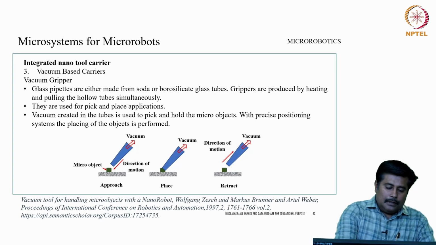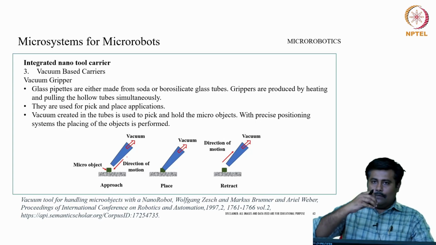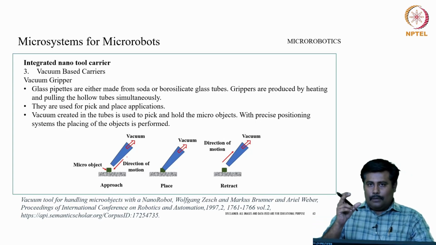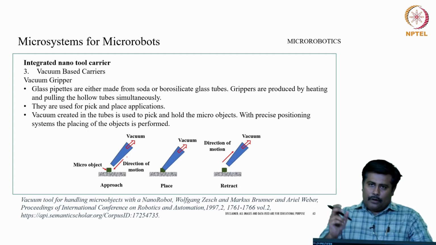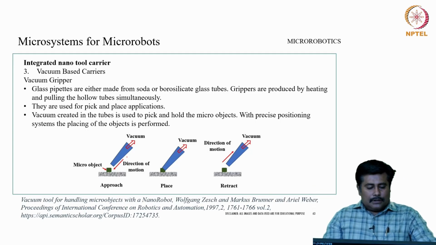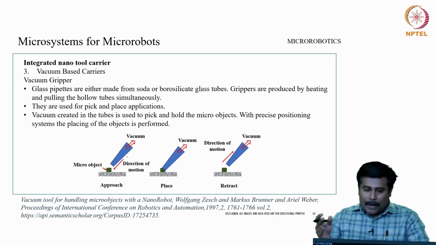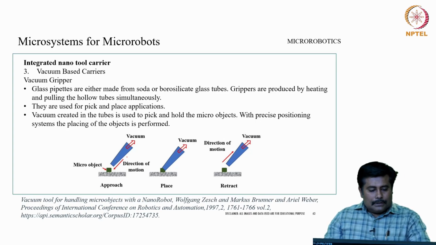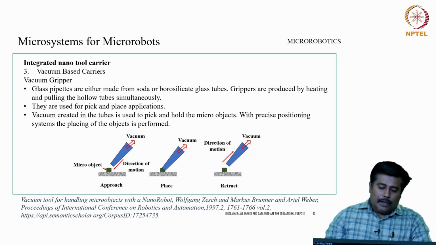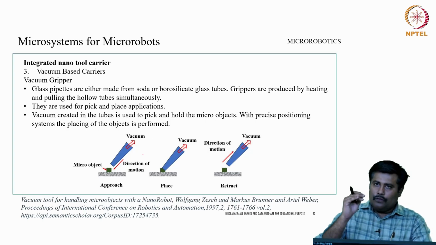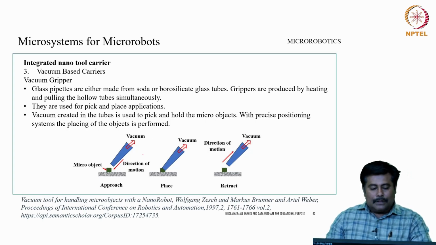So, in this particular case, we have a tube which is available over here. In this tube a vacuum is created. This vacuum is used for moving a micro object back and forth. What happens is the direction of the movement of this micro object is well manipulated with this vacuum. So, we have three different modes of operation which are well represented over here.